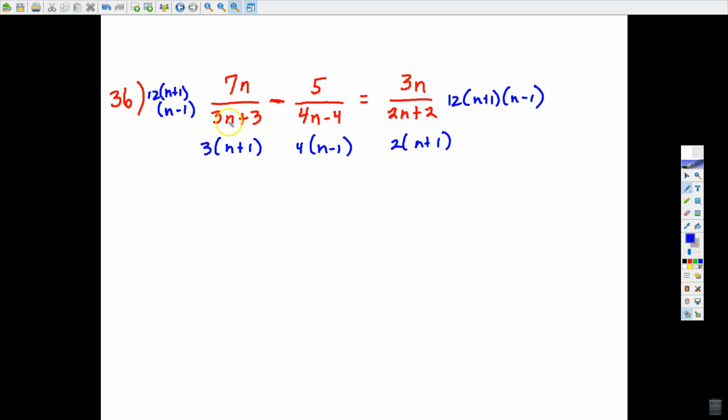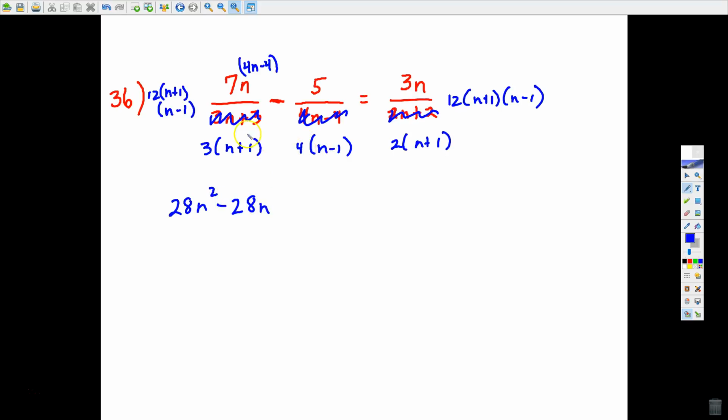Alright, so let's divide. If we take the factored form, we really don't need to look at these now. I think it's easier to look at the factored form. You can see the n plus 1s will cancel. 12 divided by 3 is 4, so I'm going to be multiplying 7n times 4n minus 4. And that's 28n squared minus 28n.